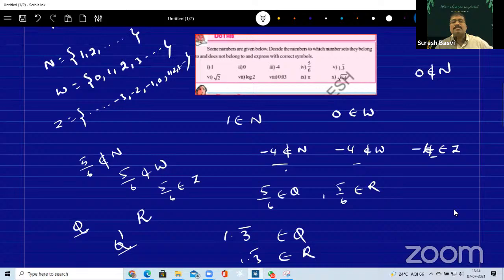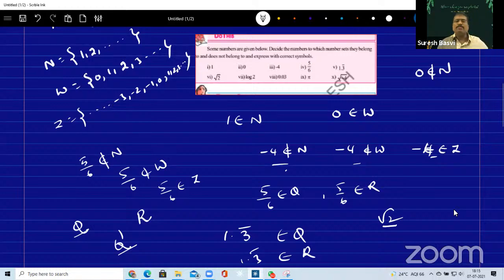Right. So next, root 2. Is it represented by irrational numbers, type I or Q dash, right? Y or I. Y means yes. Okay.